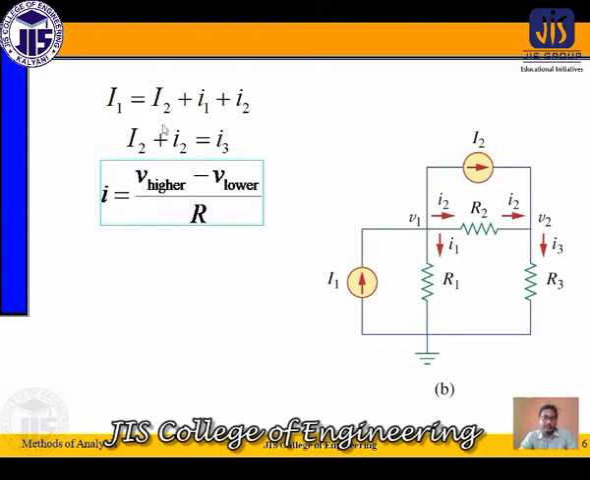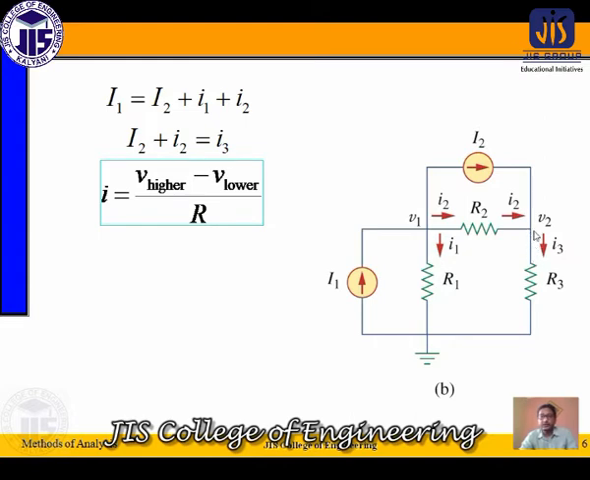That is written over here, that capital I1 is equal to capital I2 plus small I1 plus small I2. Similarly, for this node, node 2, where the voltage is V2, the incoming current is only capital I2 and small I2.